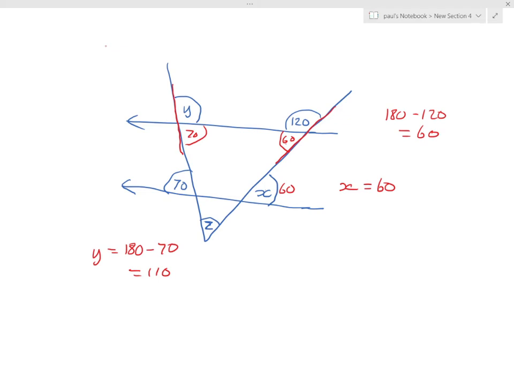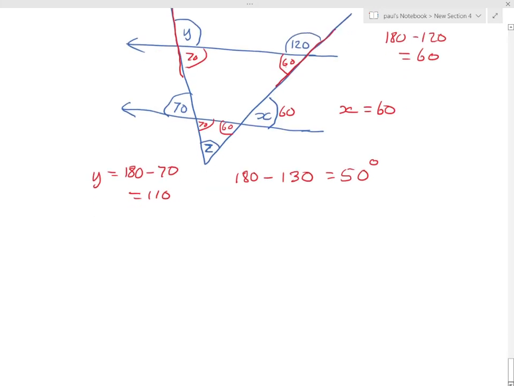And z. So there's the triangle there, and the triangle all adds up to 180. And we've got vertically opposite there, which gives that 70, and this is now 60. So if we add the 60 and the 70 together, we get 130, and we subtract that from 180, which gives us 50 degrees.